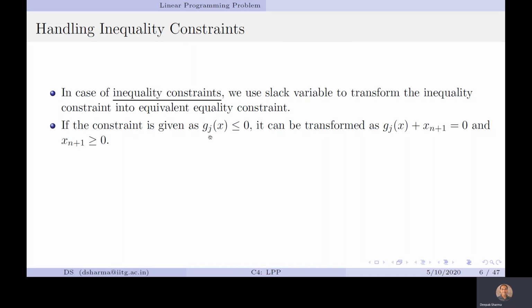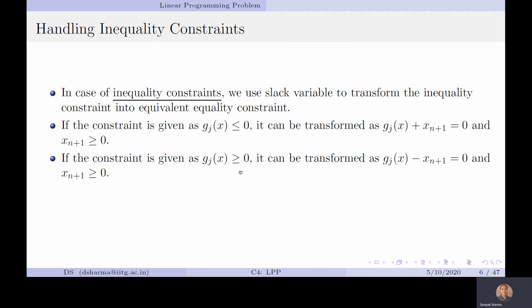So suppose we have gj(x) smaller than or equal to 0. So this is one of the inequality constraints. What we will do is, on the left hand side of this smaller than sign, we include one variable called x(n+1), and this variable is referred to as a slack variable, and the value of this variable should always be greater than or equal to 0.